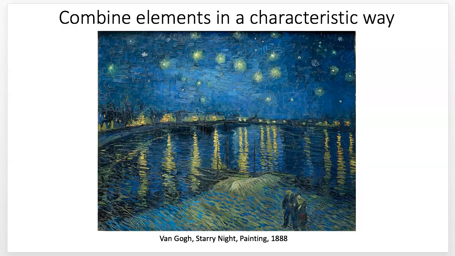To combine elements in a characteristic way is the definition of style. So this would be someone's style. Very famous painting. This is not the name of it. That's a mistake. But nonetheless, Van Gogh has a certain style. Quick little bursts of color, brush strokes that are very thick, impasto, which is thick paint. He's post-impressionistic, right? So you can identify people's work by their style a lot of the time.